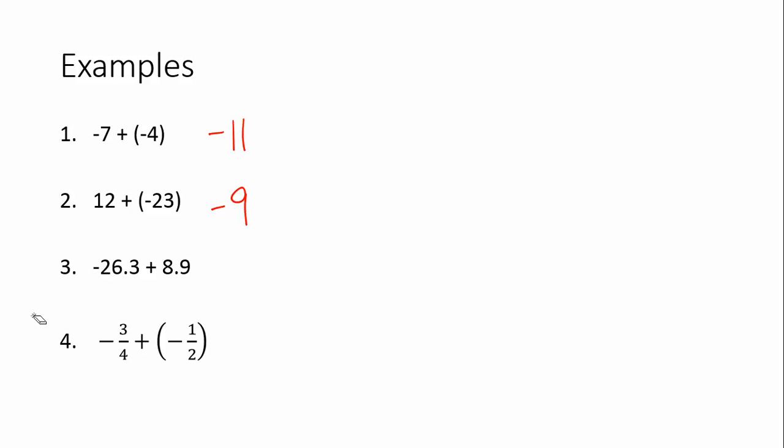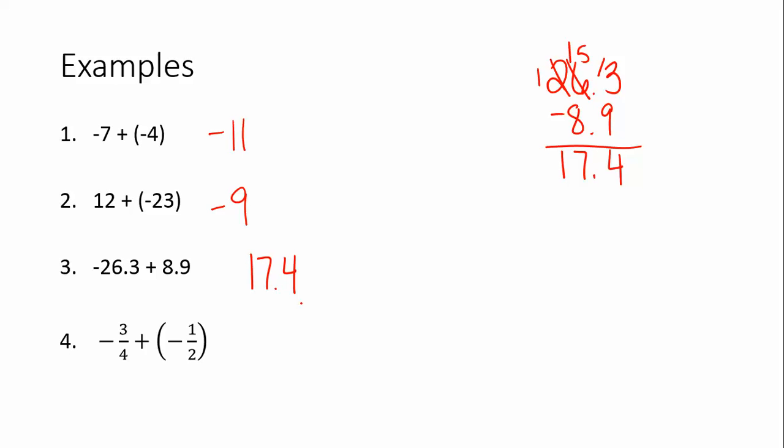Number 3 is -26.3 plus 8.9. Those numbers have different signs, so we need to subtract them. I'm going to do some side work here, and we're going to need to do some carrying. 13 minus 9 is 4, 15 minus 8 is 7, and 1 minus 0 is 1, so we get 17.4. We look at the numbers. 26.3 is larger than 8.9, so we want our answer to have the same sign as the 26.3. So our answer is -17.4.